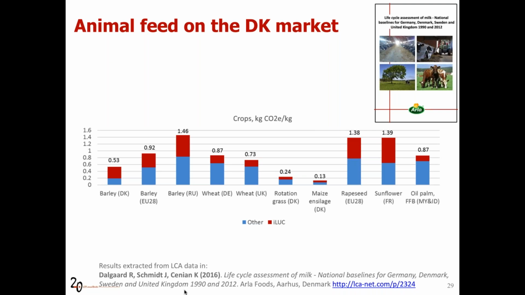And on the other end, you can see instead the results of rapeseed, sunflower, and oil palm. In this case, the first one for EU 28, the sunflower production in France, and oil palm fresh fruit bunches in Malaysia and Indonesia. You can see that the last one has a lower indirect land use change effect. Again, because, as I showed in the slide before, the yield of oil palm compared to sunflower and rapeseed is higher, especially in Malaysia and Indonesia. So per unit of product, the land use change effect is lower.